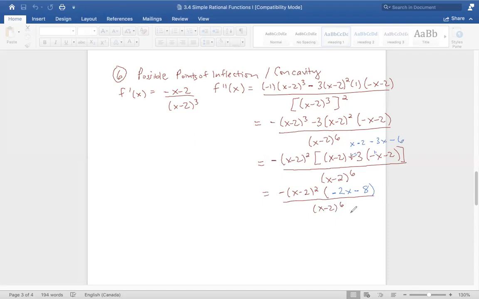Okay, now what? (x minus 2), 2 of them. (x minus 2), 6 of them. So I could get rid of 2 of them and I'd be left with 4.